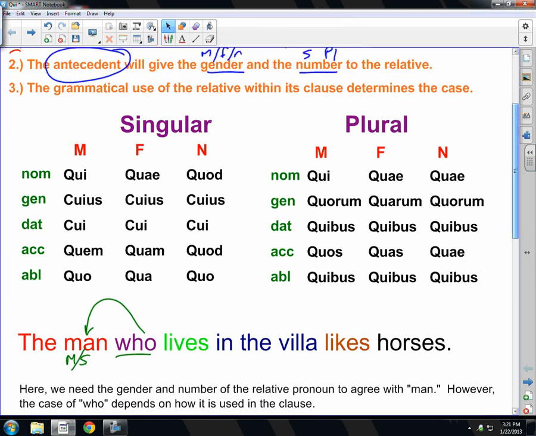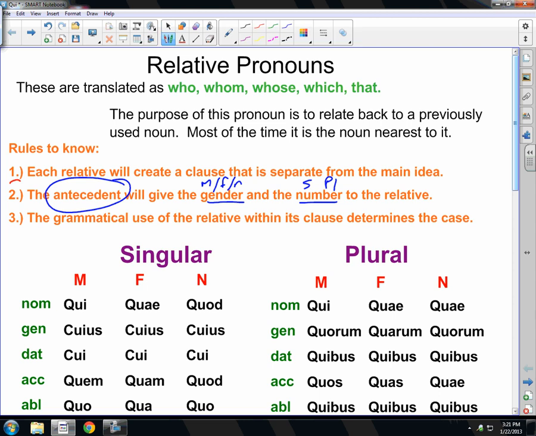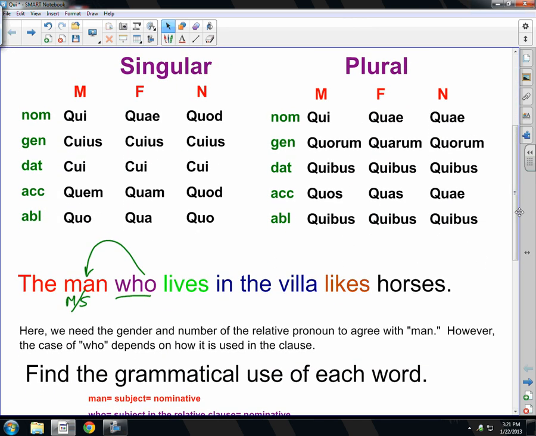However, let's go back up here. The case, the grammatical use of the relative within the clause, determines the case. So when I go back down here, what does that mean, Coach Trammell, that the grammatical use is what determines the case? The word who in the clause who lives in the villa is being used in what capacity grammatically? Is it the subject? Is it the direct object? Is it the object of a preposition? In this case, who is the person doing the living? So we have a subject.